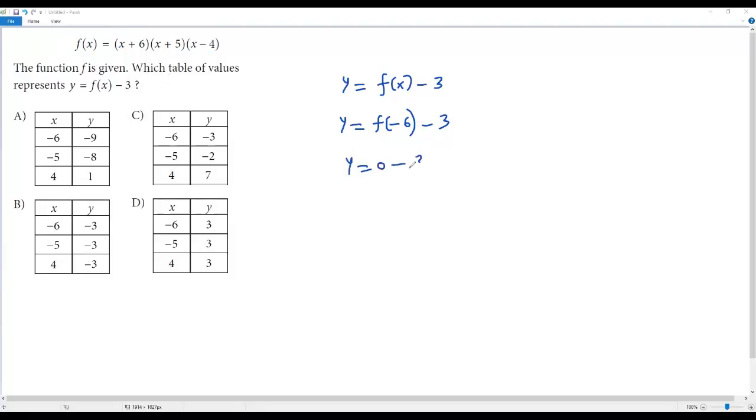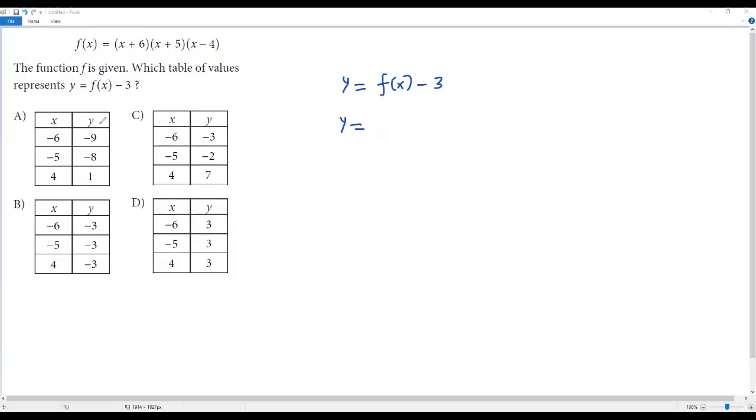Then 0 - 3, I'm getting y equal to -3. That is, when I plug in x = -6, I'm getting y = -3. But according to the table in option A, when x is equal to -6, y must be -9. But the function does not yield the value -9 for y. So option A is incorrect.